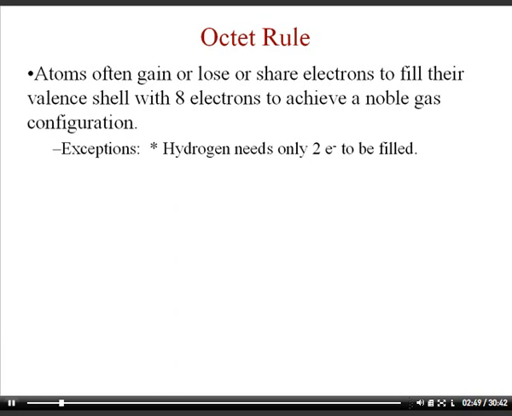And of course there's an exception, which is hydrogen. Hydrogen tries to look like helium's electron configuration, and helium only has 2 electrons in its outer shell, so it only needs 2 to be filled, and then it'll be stable.